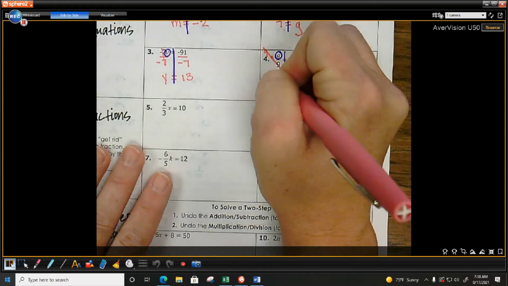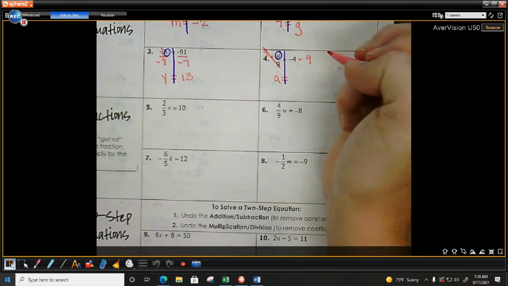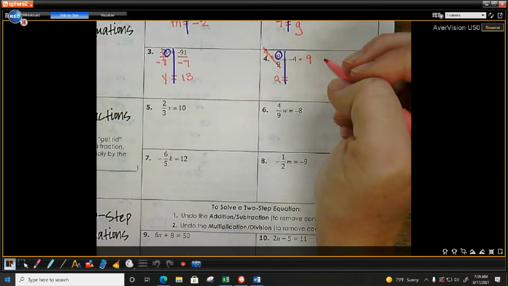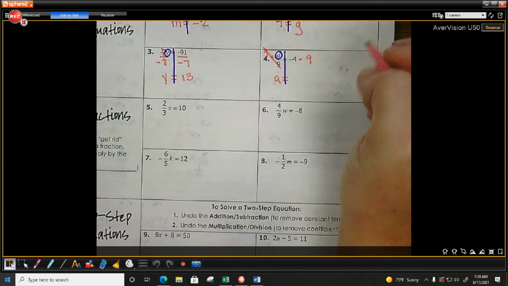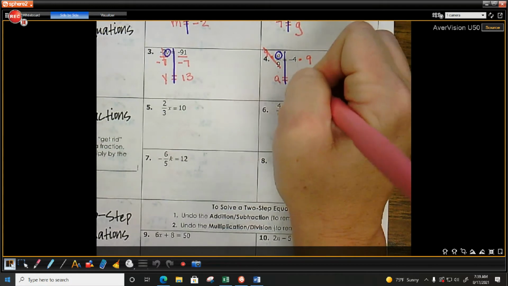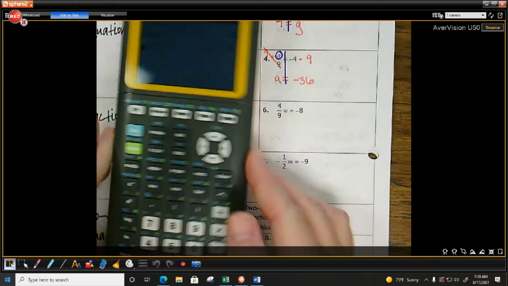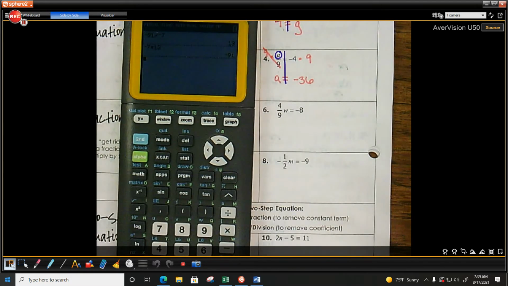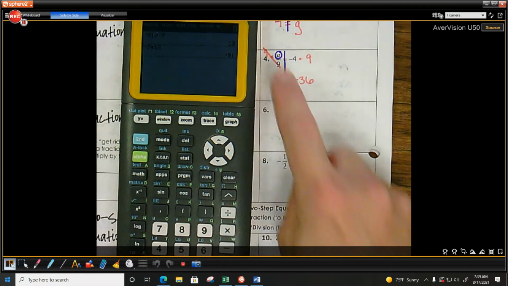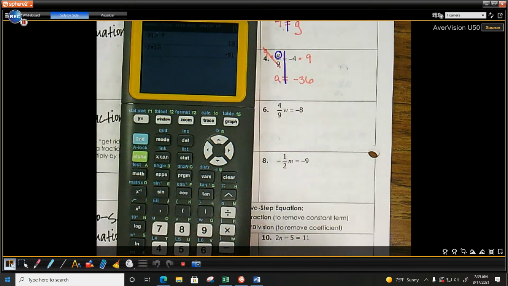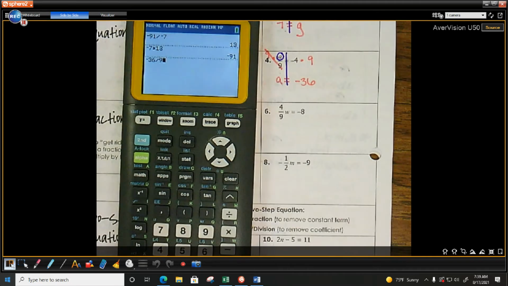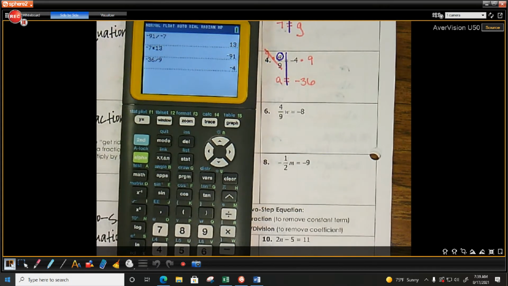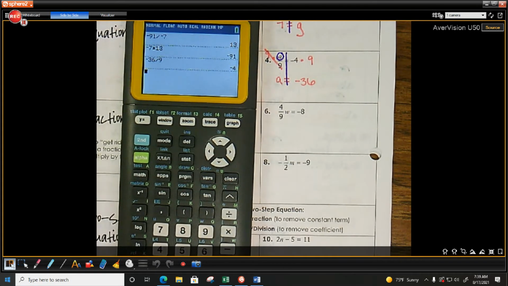So then I'm left with a equals negative 4 times 9. Negative 36. Again, take the time, guys, and check yourself. I'm not making you write out the check, but use your calculator to check yourself. A, which is negative 36, divided by 9, and it should give me negative 4, which it does. Okay? How do we feel about those? Good?